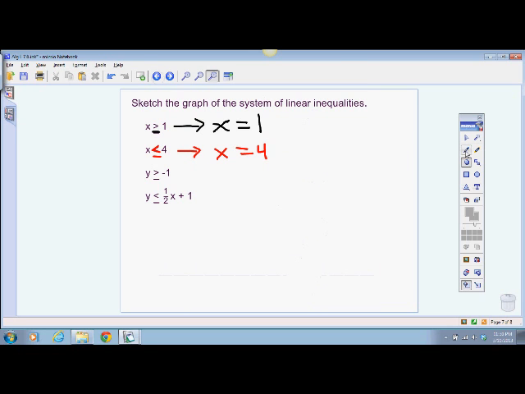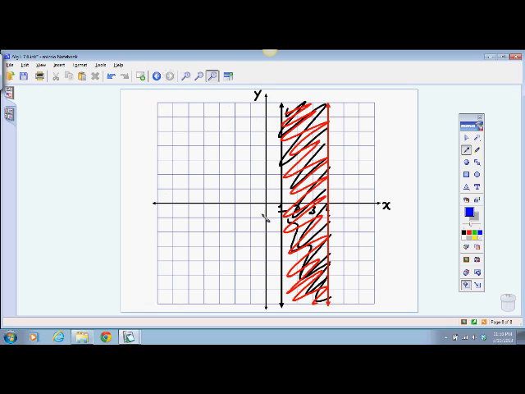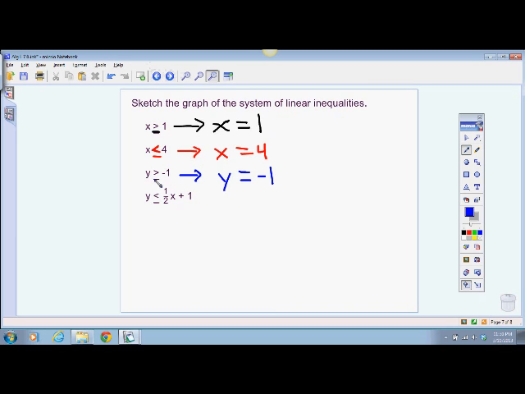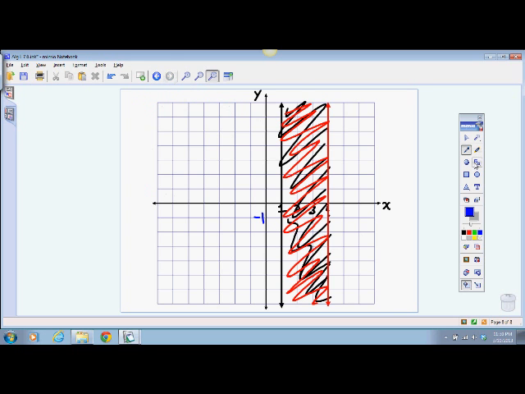All right, moving on to our next one. We have y is greater than or equal to -1, so I'm going to think of it as y equals -1. A y equals line is horizontal, so I'm going to come to my y-axis to -1, and I'm going to draw a horizontal line. Because it can be equal to, I'm going to draw a solid line through -1.